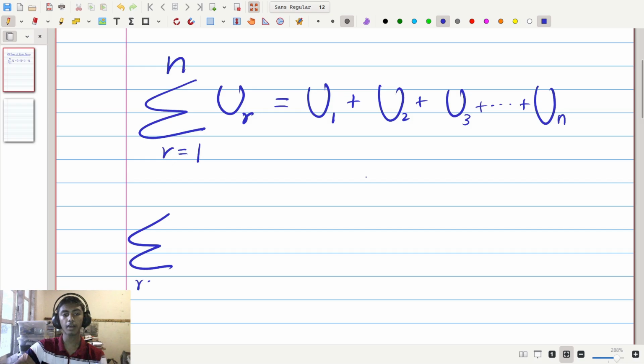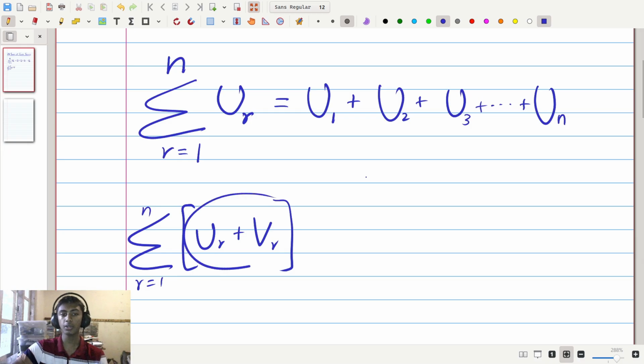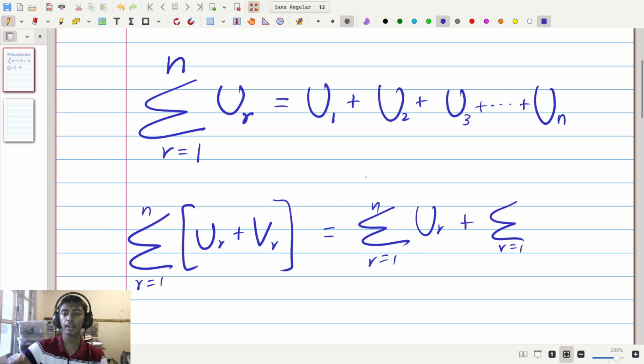If you have the sum, let's say we put the ending limits and starting limits in, of two terms, let's say u of r plus v of r added together and then sigma'd. This is equivalent to having the sigma from r equals 1 up to n, same exact bounds, of u of r first, and then adding to that the sum from r equals 1 up to n of v of r.